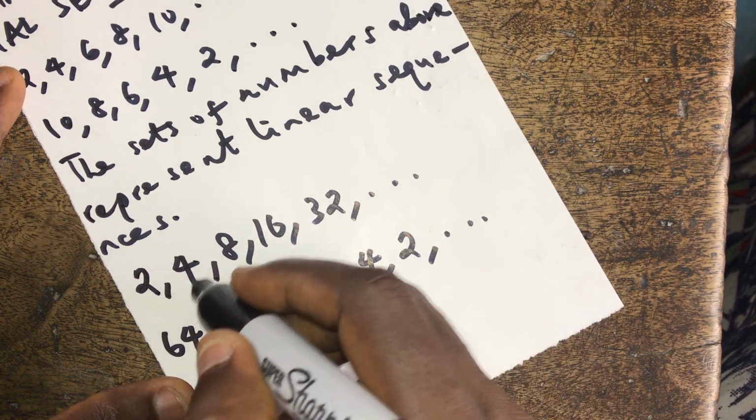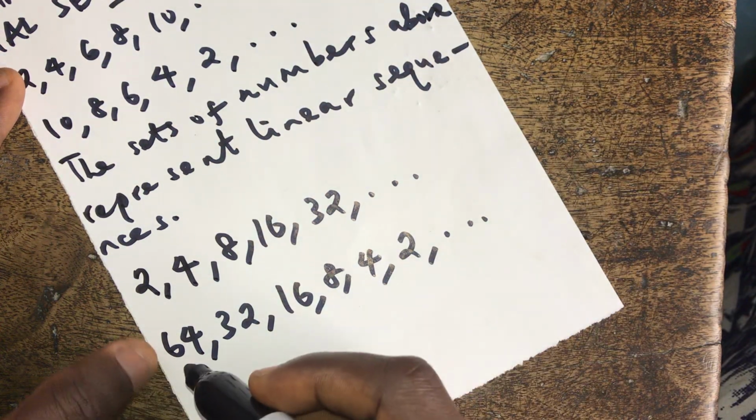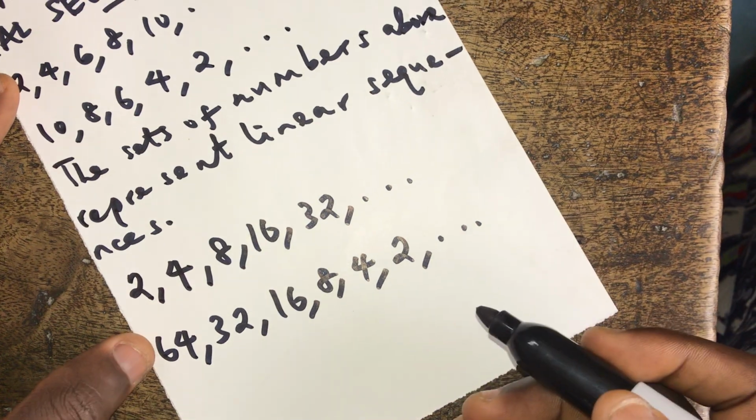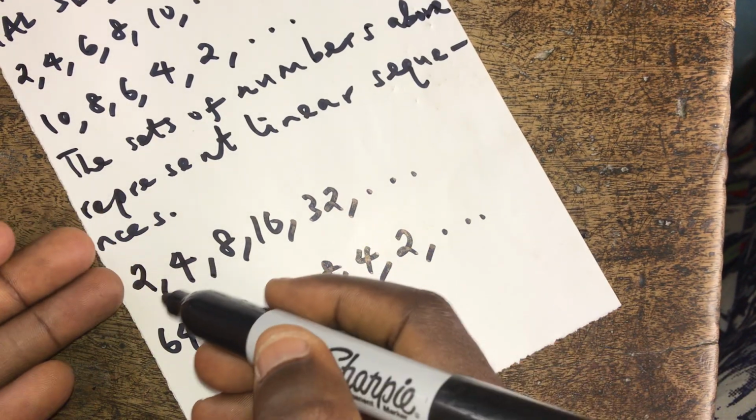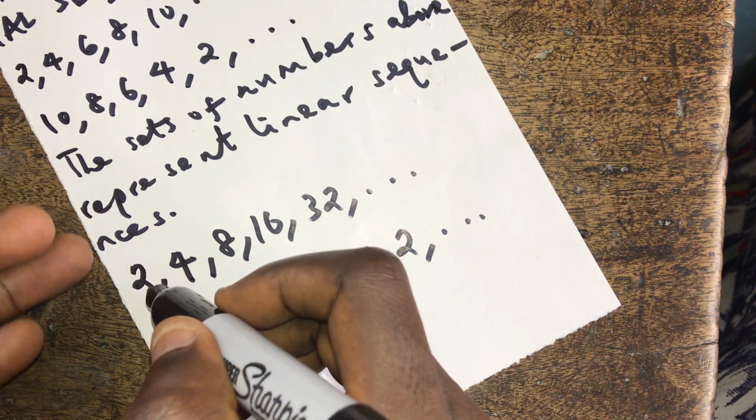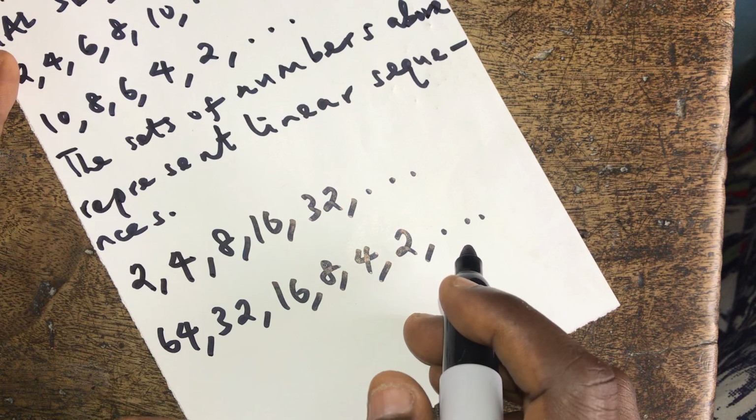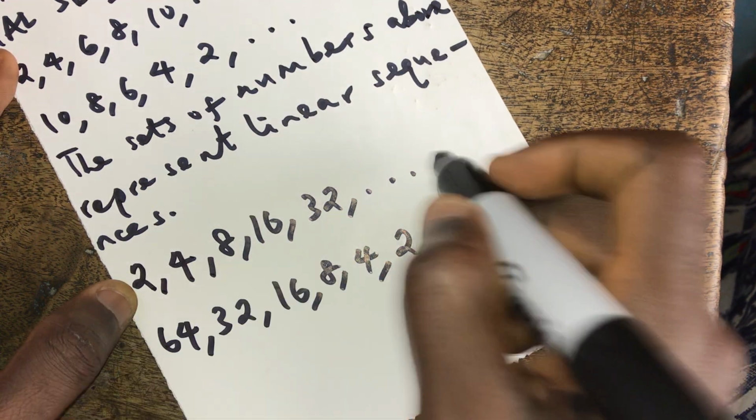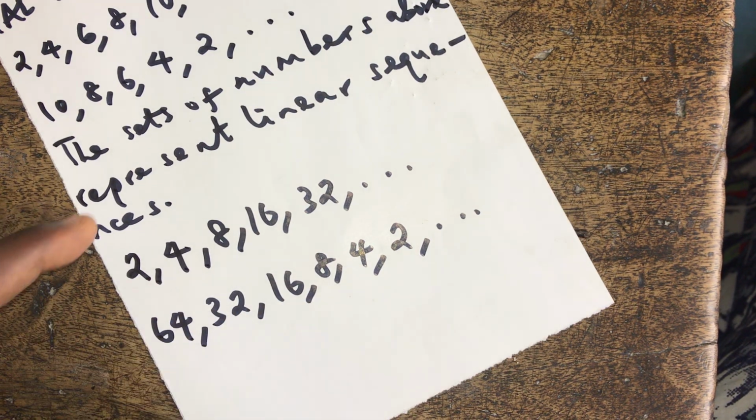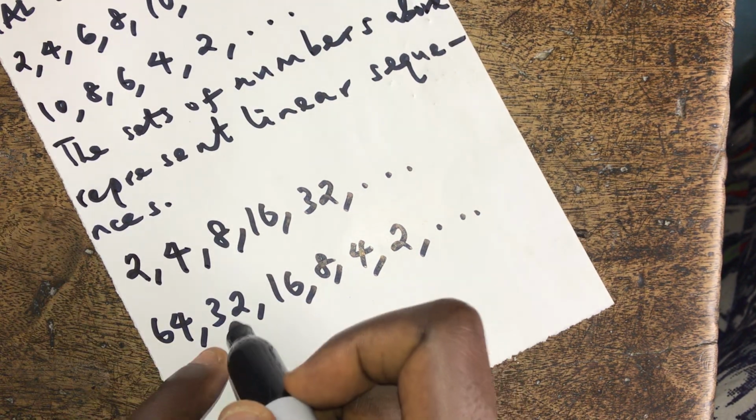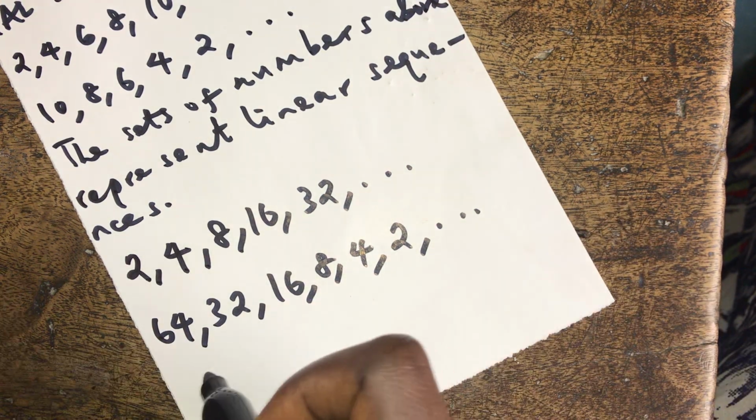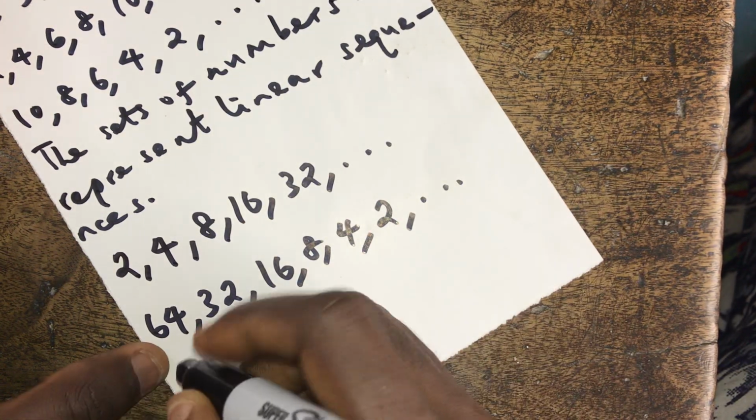2 times 2, 4, 4 times 2, 8, 8 times 2, 16, 16 times 2, 32. 64 divided by 2, 32, 32 divided by 2, 16, 16 divided by 2, 8, 8 divided by 2, 4, 4 divided by 2, 2. So we can see that each term of this sequence besides the first is obtained by multiplying the term immediately preceding it by a constant number, and that constant number is 2. And here each term besides the first, because the first doesn't have a preceding term, is obtained by dividing the term immediately preceding it by a constant number. In this case, that constant number is 2.